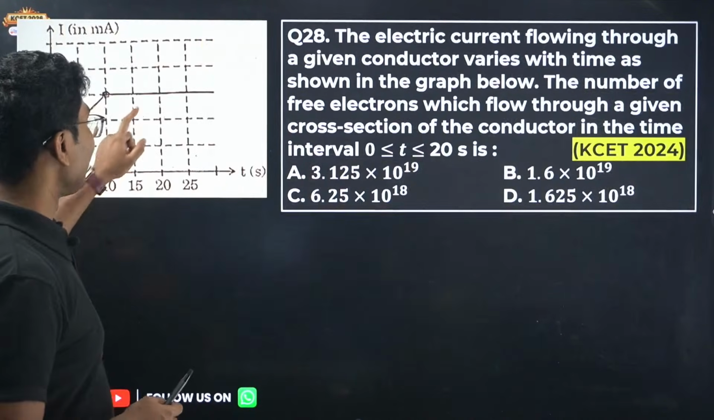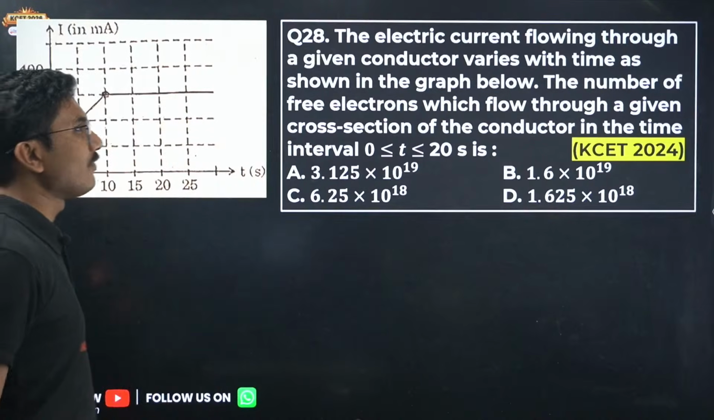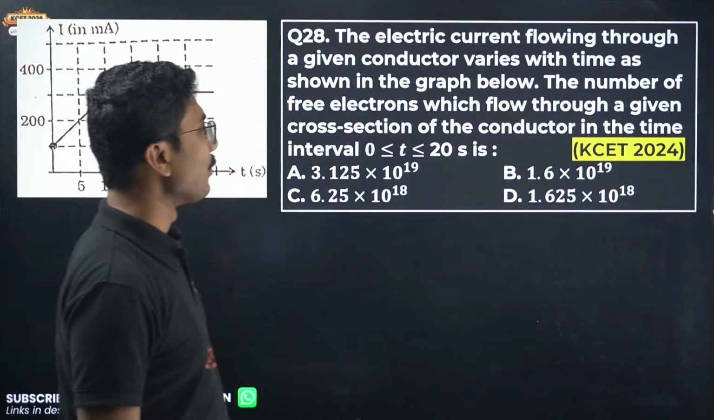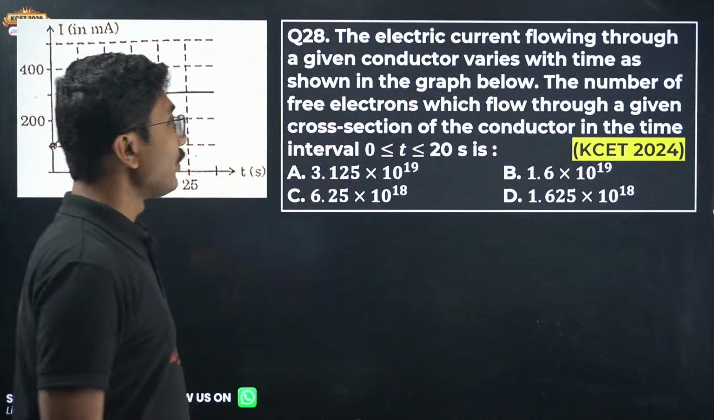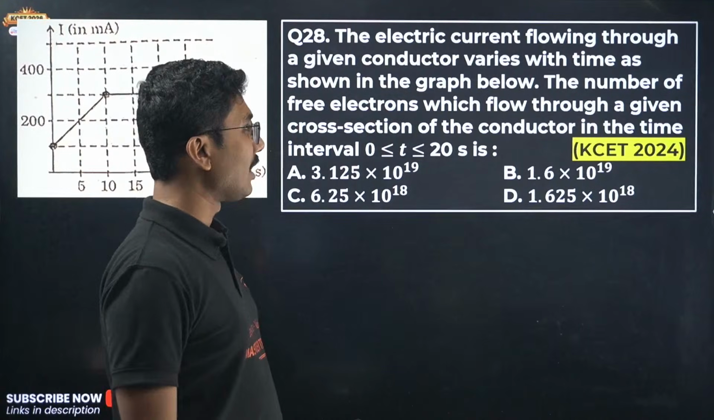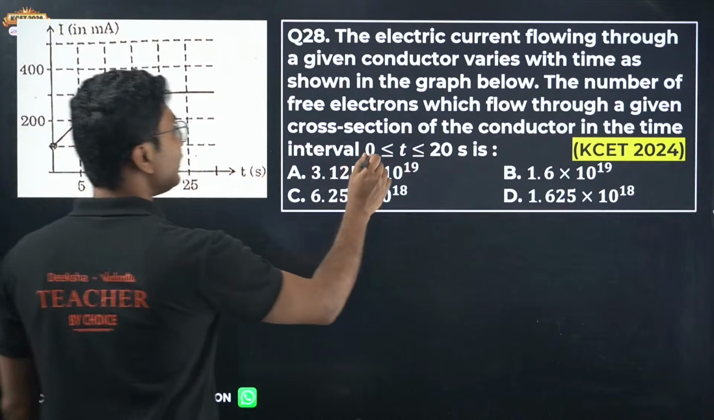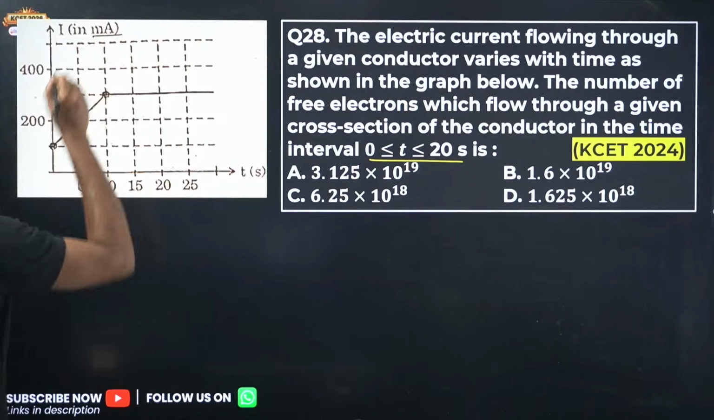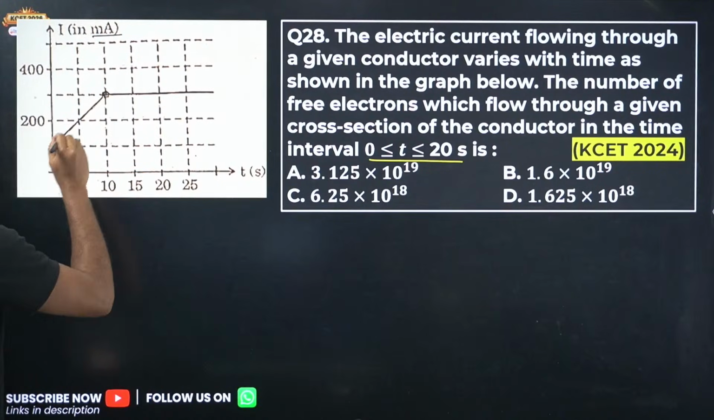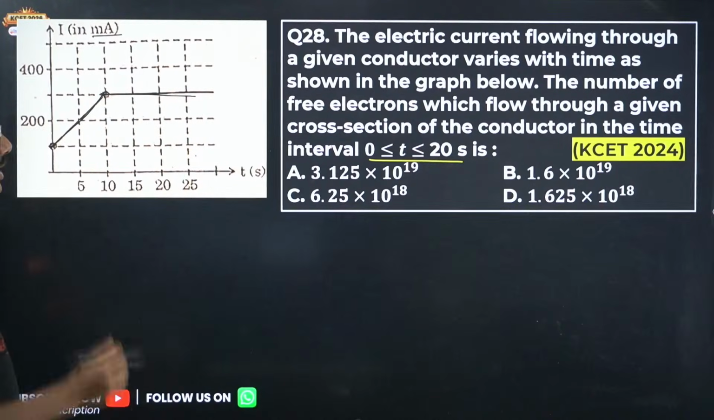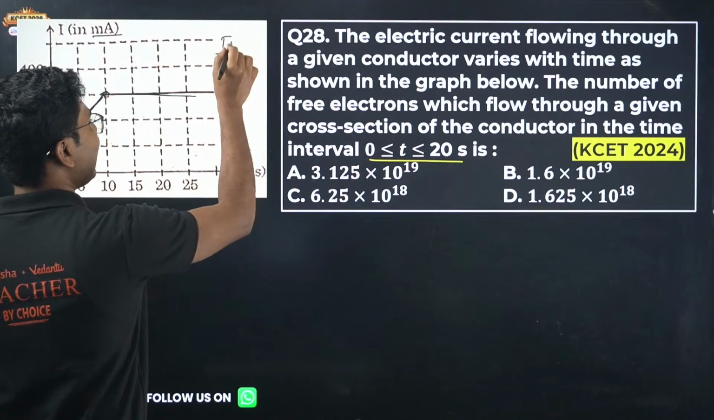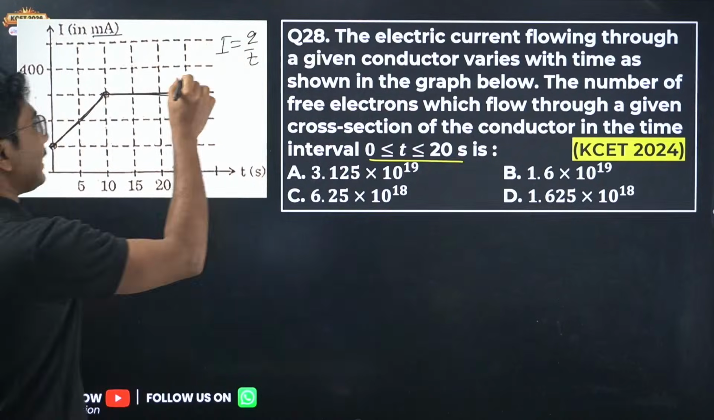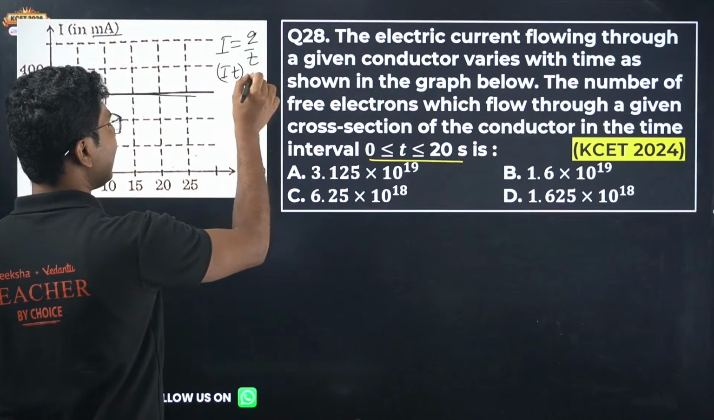Yes, yes. So now let's see this question. Electric current flowing through a given conductor varies with time as shown in the graph below. Find the number of free electrons which flow through the given cross section of the conductor in the time interval 0 to 20 seconds. You can see the current is given in milliamperes, and the graph is given, not the exact current. We know that I equals Q by T. So if you multiply I into T, you should get the charge Q.